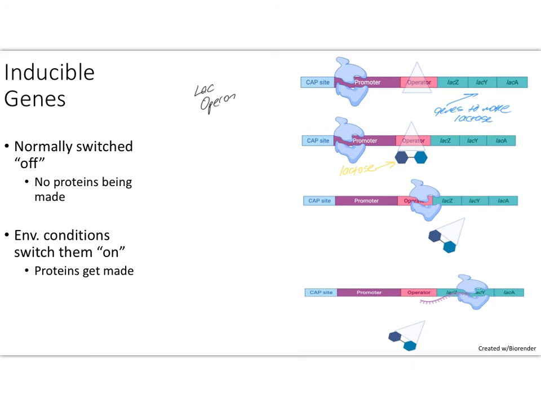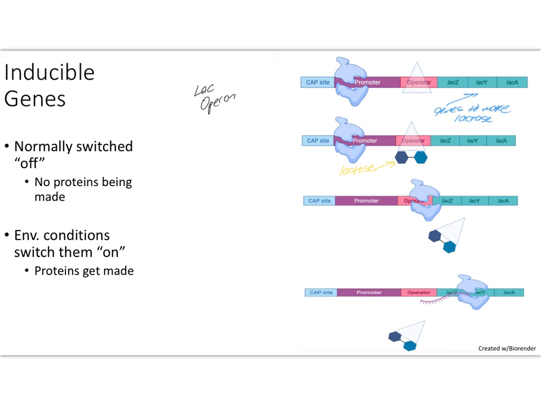Once the RNA polymerase is able to make mRNA, and the mRNA is able to go through translation and make those proteins that these genes code for, the enzyme called lactase is created, and the bacterium has the ability to break down this sugar and use it to make ATP. So again, this is just an example. This is kind of the classic example of inducible genes.